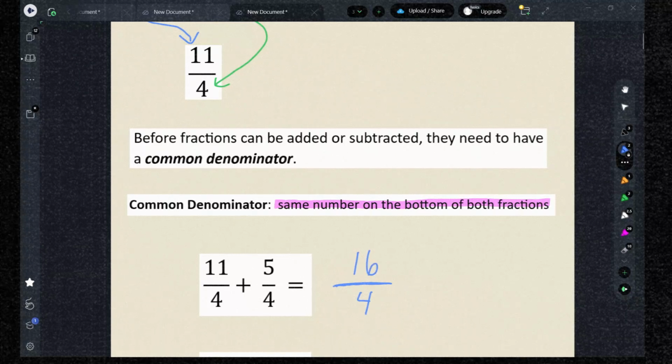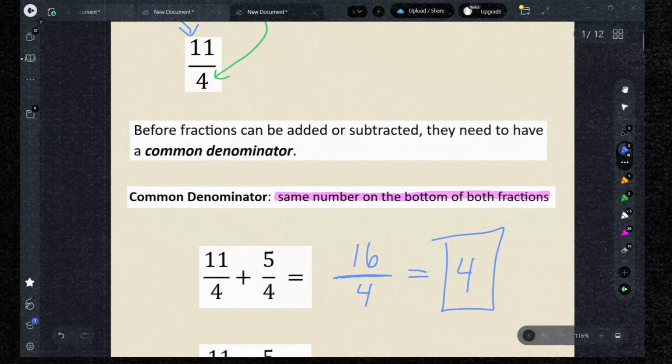Now, of course, when you're working with fractions, before you make it your final answer, you always want to check and see if you can simplify the fraction. And this fraction can indeed be simplified. Actually, 16 divided by 4 gives us a whole number. It's a 4. So this is our final answer here, 4.